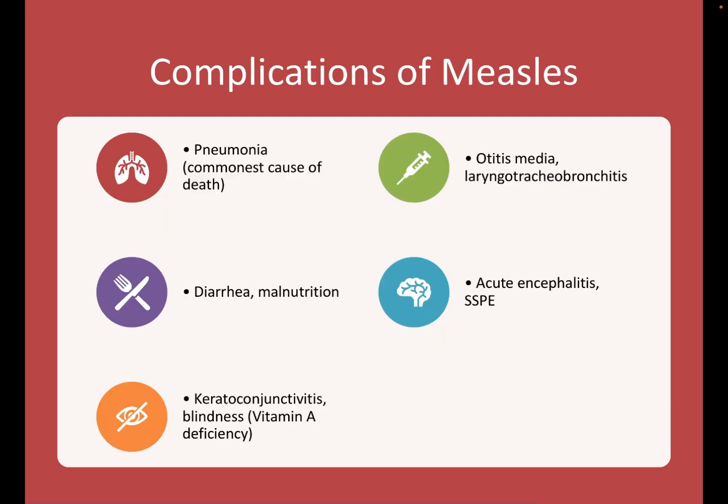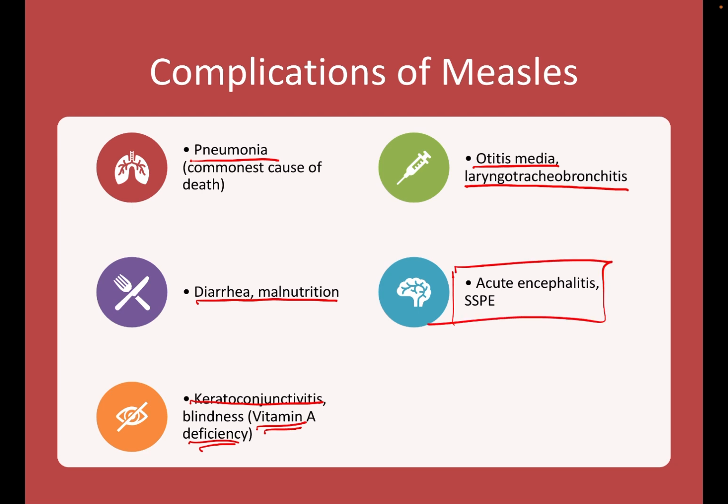Now coming to the complications of measles. Pneumonia is the most common complication, followed by otitis media, laryngotracheobronchiolitis, diarrhea and malnutrition, and keratoconjunctivitis. This is again associated with vitamin A deficiency. Acute encephalitis and SSPE are the most serious complications present in measles, which occur in 0.5% of measles cases, and once the person reaches this stage, death is inevitable.